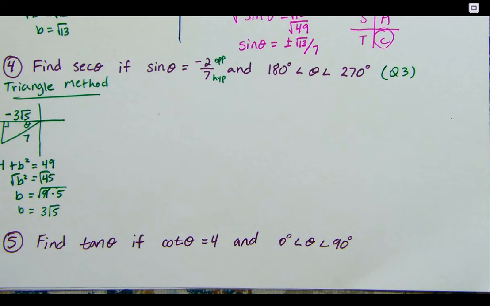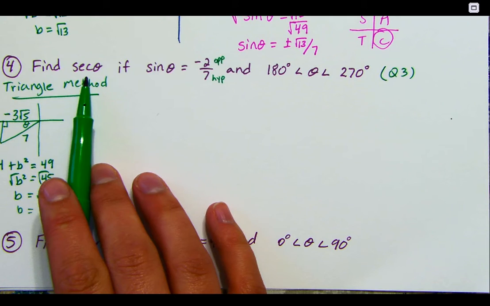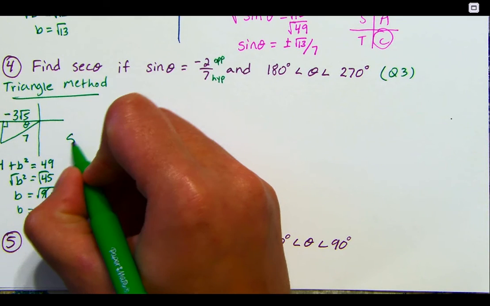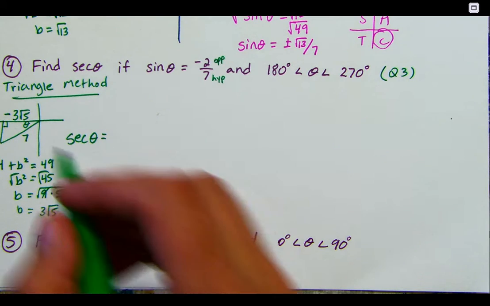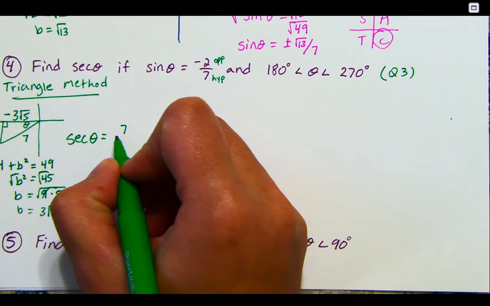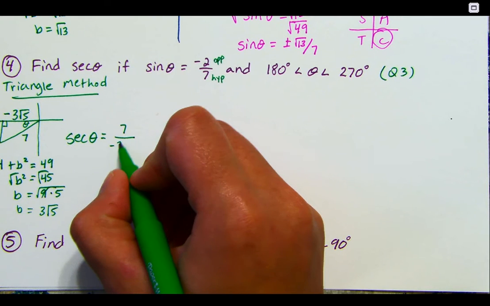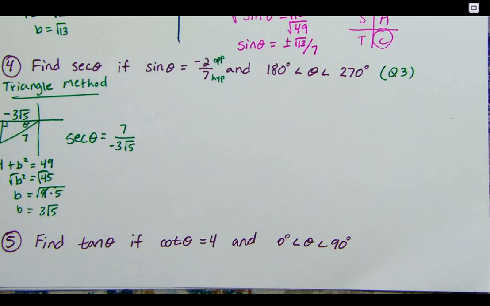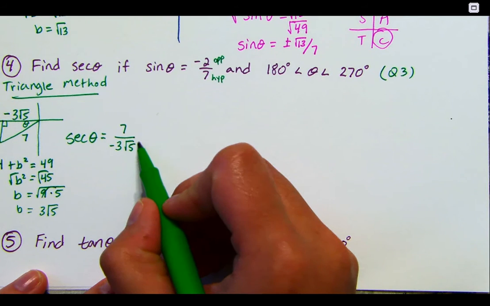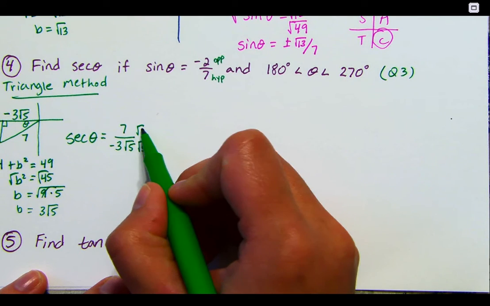Okay. And the question is asking for secant theta. So secant is the reciprocal of cosine. So cosine is adjacent over hypotenuse. So that means that I need to do the hypotenuse, which is 7, over the adjacent side. So -3 square root of 5. So I need to rationalize this. So I'm going to multiply by the square root of 5 to the top and bottom.